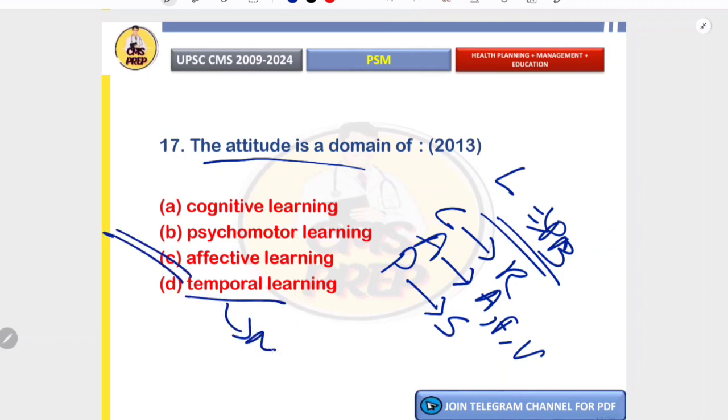Temporal learning is not a recognized domain in health education. Affective domain includes feeling, emotion, values and attitude. Learning to respect patients, empathize with patients, etc., fall over here. So this is the correct option.